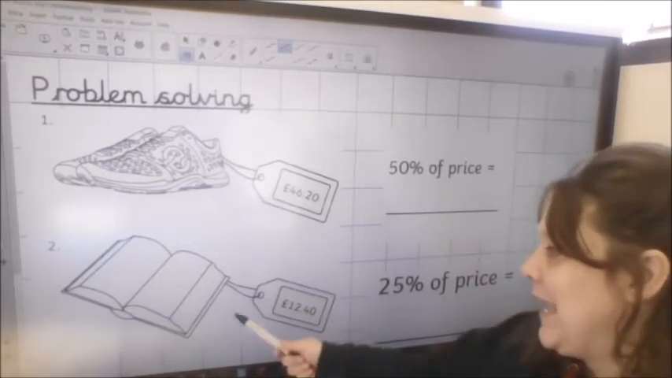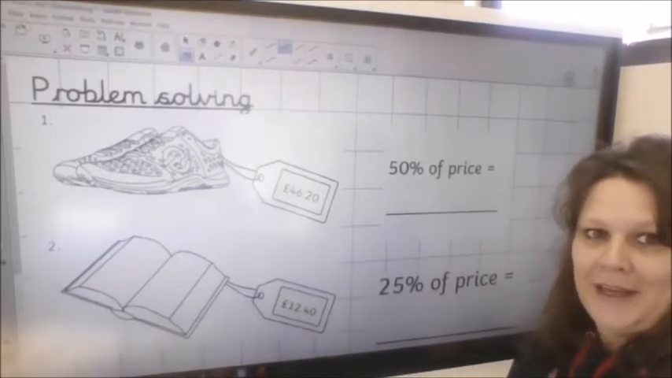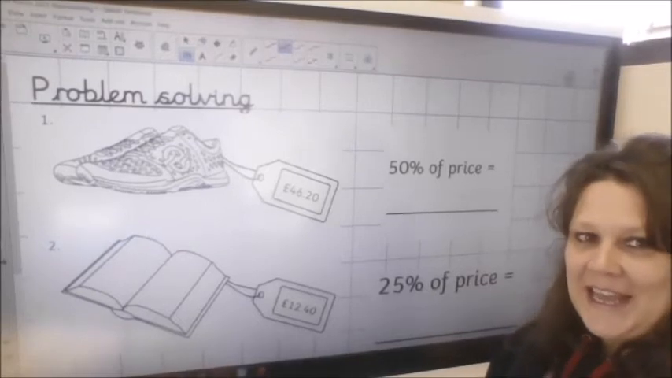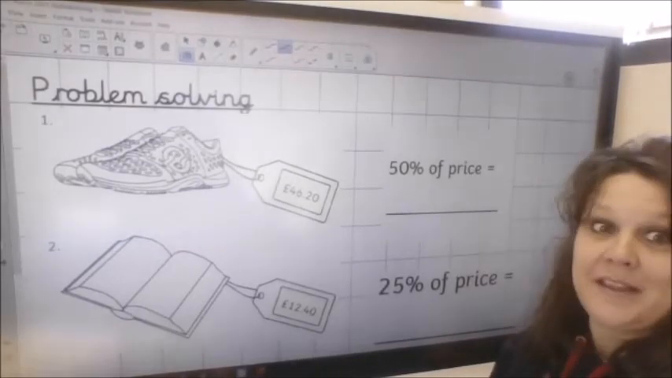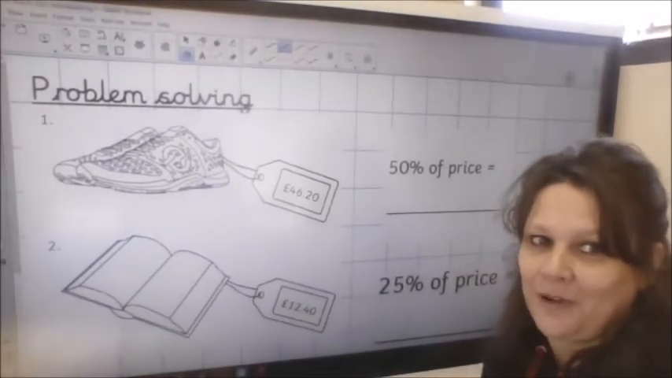Okay, here you've got a book. It's coming up to World Book Day next week. Okay, well, sorry, this week we already had.